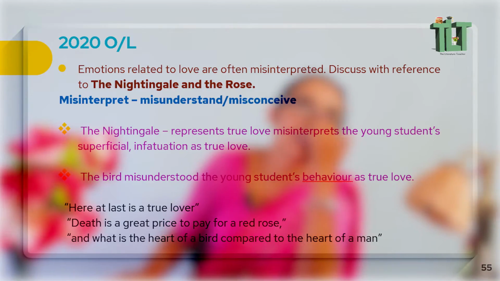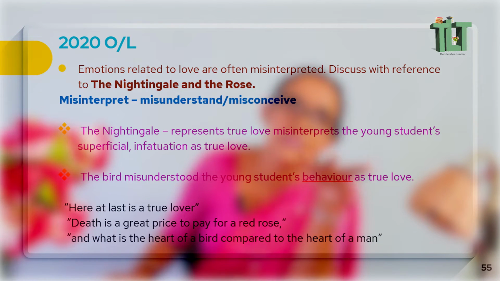So almost all the three characters have misunderstood what pure love is. So I have given here some points plus quotations. The Nightingale represents true love, but misinterprets the young student's superficial infatuation as true love.